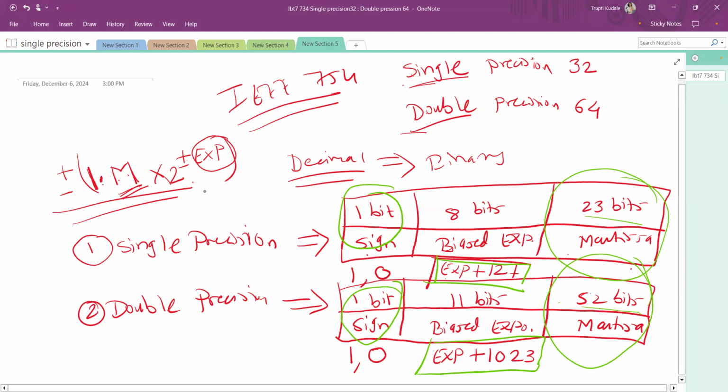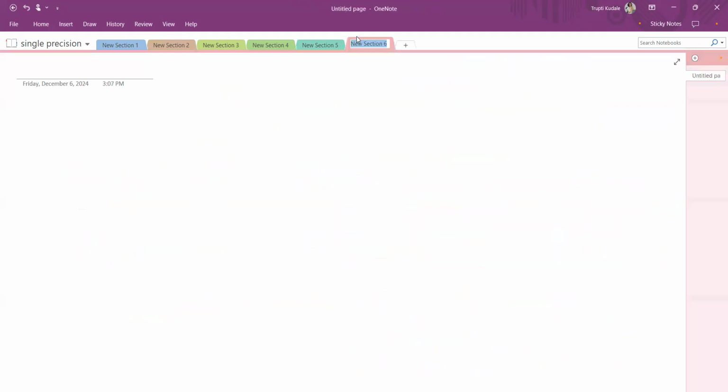If you are representing a number in single precision format, your actual exponent will be added with 127 to get the biased exponent, and the actual exponent will be added with 1023 to get the biased exponent in case of double precision. Okay, so we will see one example.